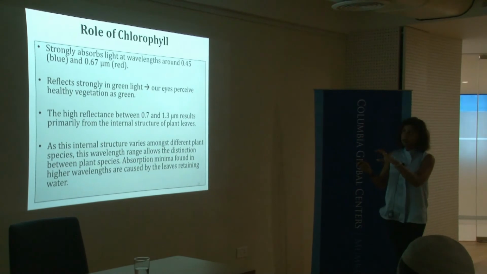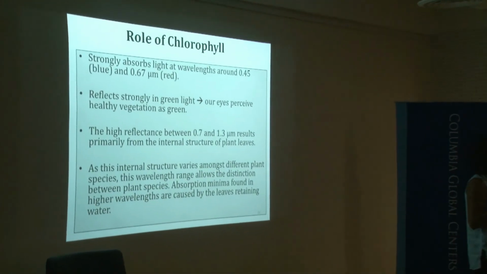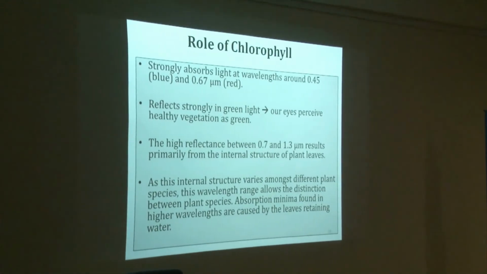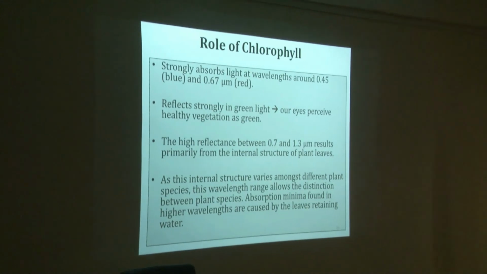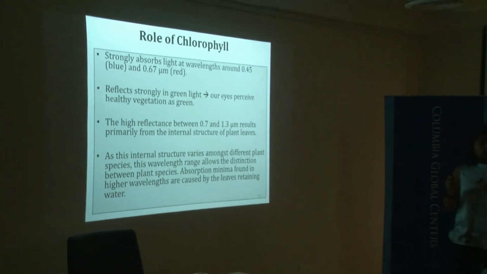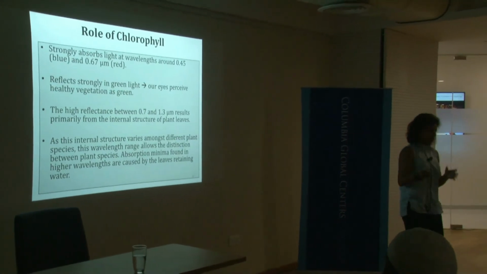Now that behavior is based on chlorophyll and the internal structure of leaves. Different species have different internal structures. They reflect differently. And based on that, we can identify different indices. It's a crude measure, but it can still work.